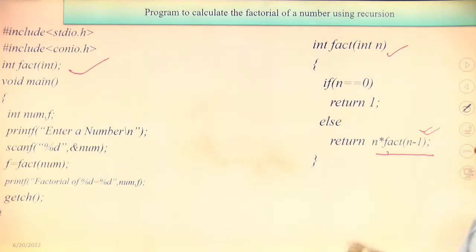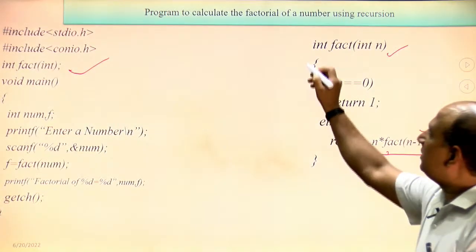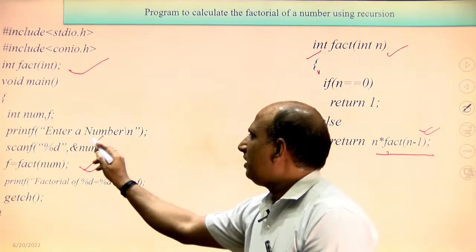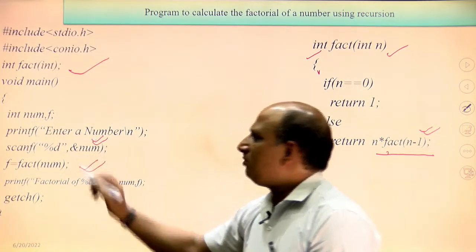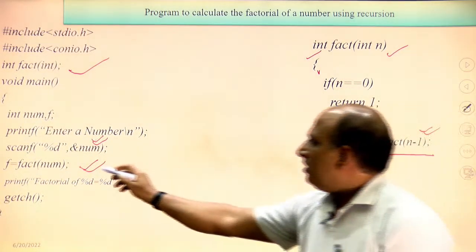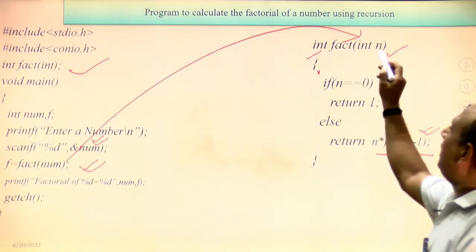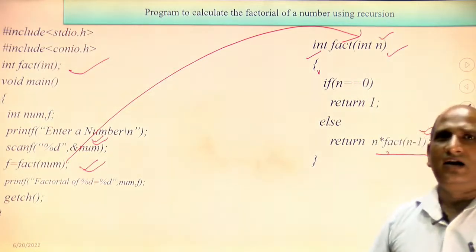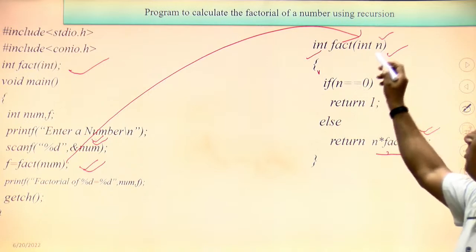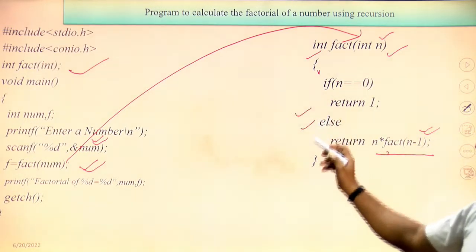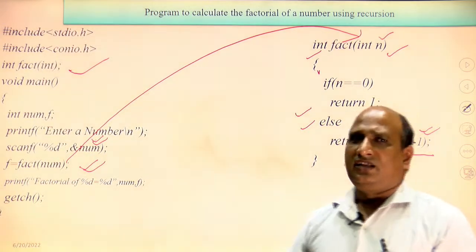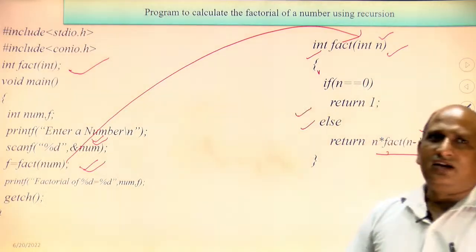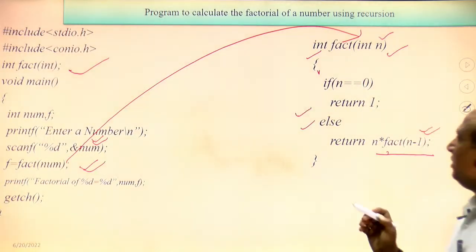And this function fact has been called over here by passing this number num, and the function jumps to this location by copying the value of num to this formal parameter n. After taking this input it calculates the factorial and returns the result back to the main function, where it is assigned to this variable f, and this f will be printed.